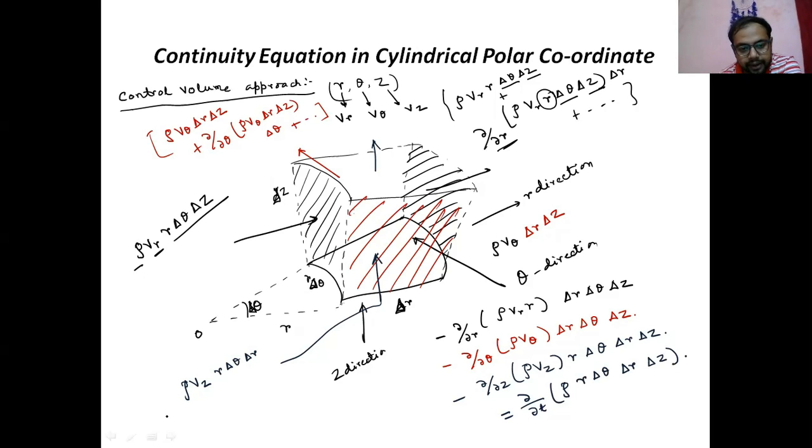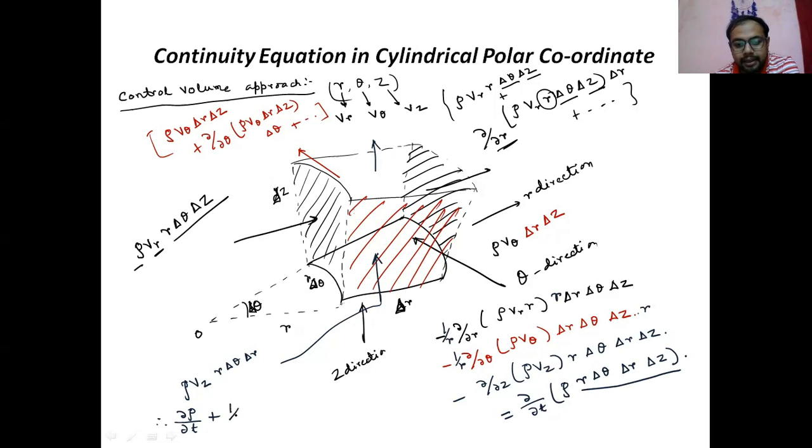So hence, the final equation, I'm writing it down. Final equation: del rho by del t plus, we take common what we have to take common, so r d theta del r. If you want any r inside, then 1 by r you have to put outside. Similarly here, if you want any r, 1 by r you have to put. Then r will be cancelled out.